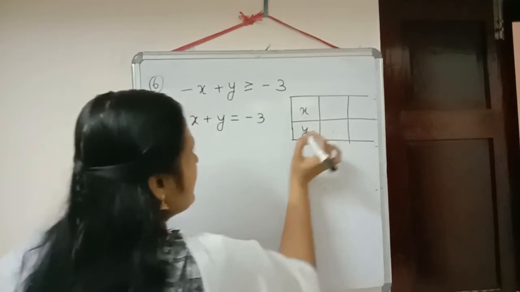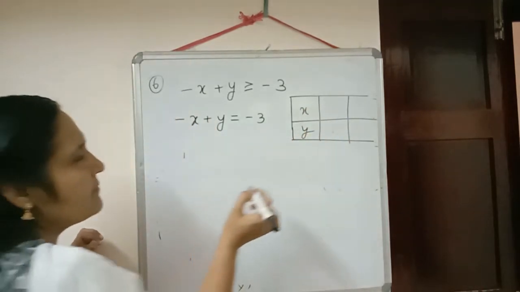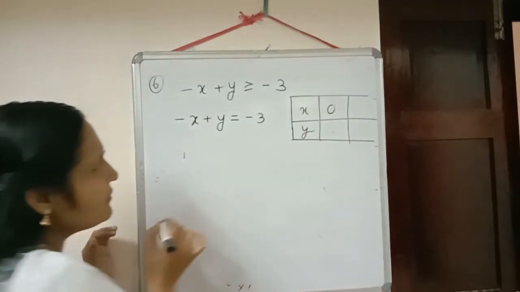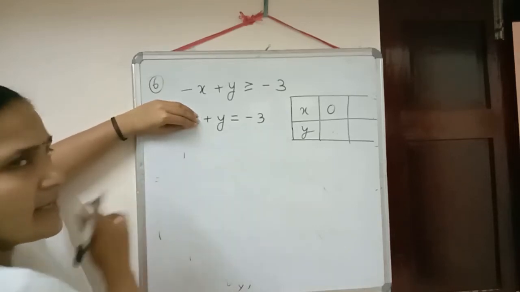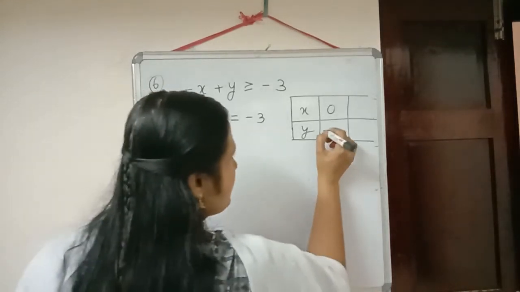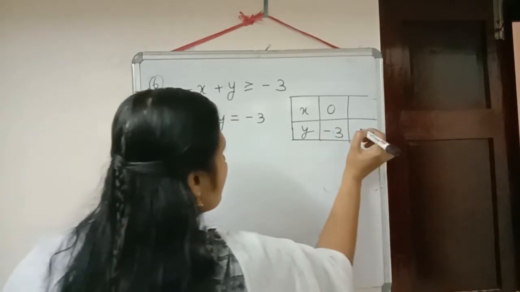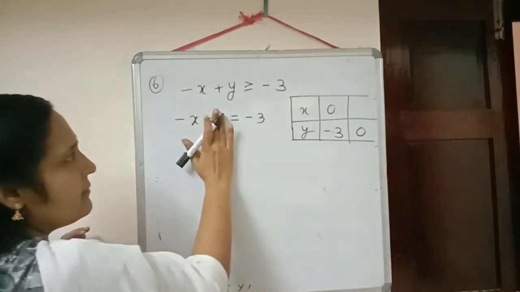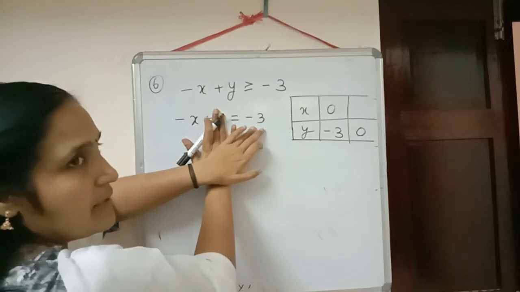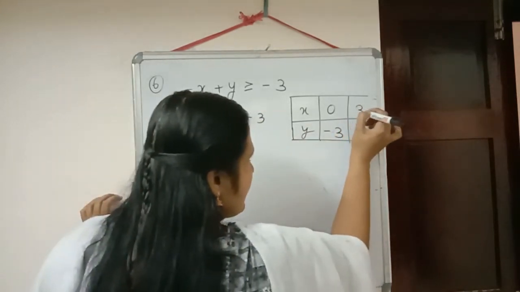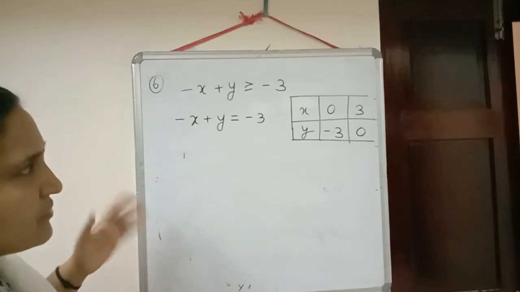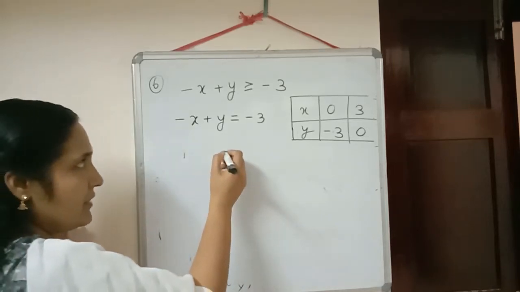X, y. So put x is equal to 0. If x is equal to 0, our first term becomes 0. So we will get here y is equal to minus 3. Now substitute y is equal to 0. Then what will come? Minus x is equal to minus 3. Minus and minus will get cancelled. We will get x is equal to 3. So we got our points. Now we will draw the graph.